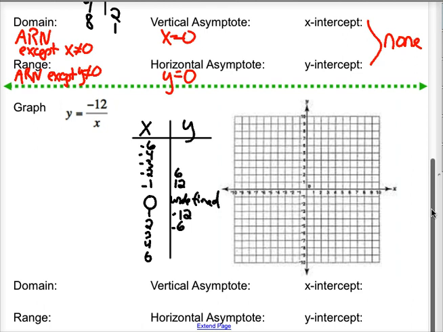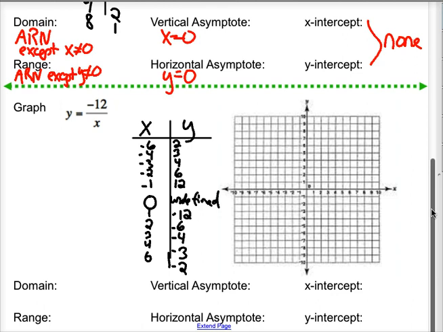When divided by 3, it'll give me -4. When divided by -3, it will give me a +4. Divided by 4 will give me a -3. Divided by -4 will give me a +3. Divided by 6 will be a -2. Divided by -6 will give me a +2. All right, so I have all of my values.